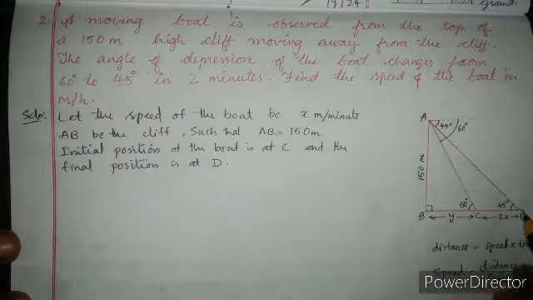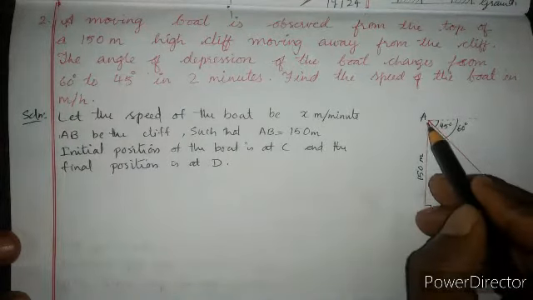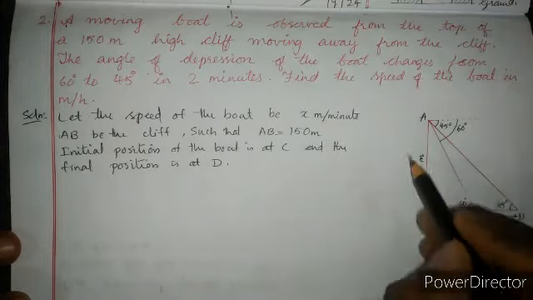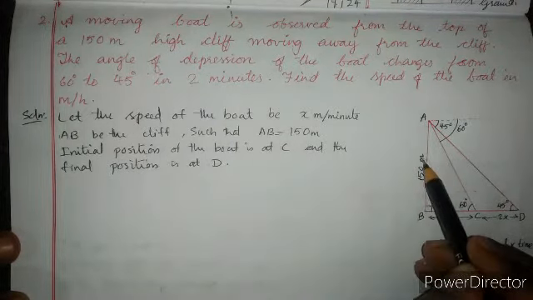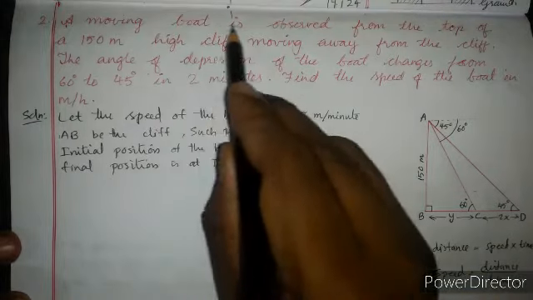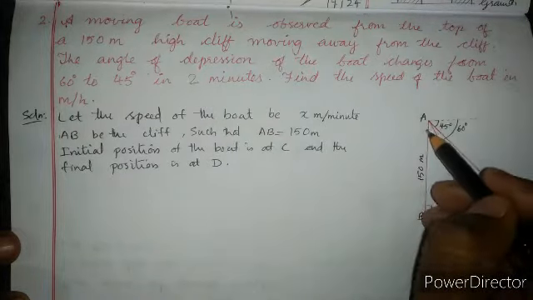So first of all, you will draw the ground. Ground पहले draw किया, फिर सीधा AB उसका cliff. AB 150 meter दिया, 150 meter ये रहा. AB is the cliff. So a moving boat is observed from the top of a cliff.